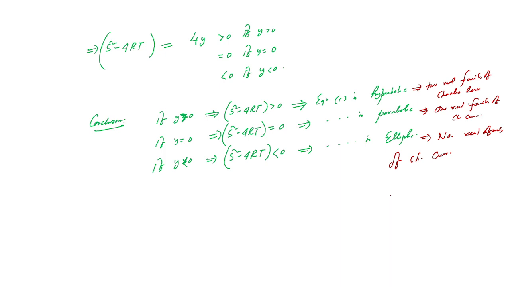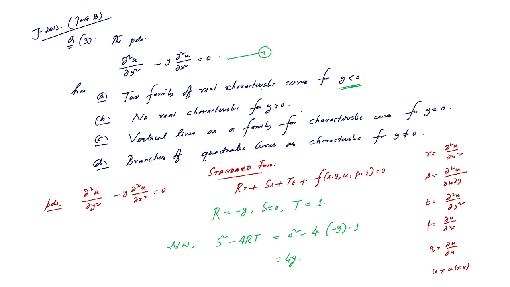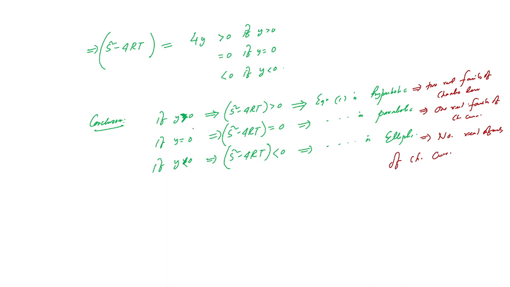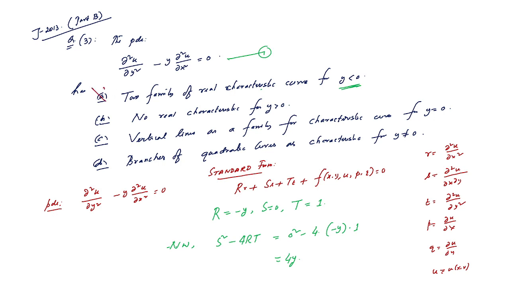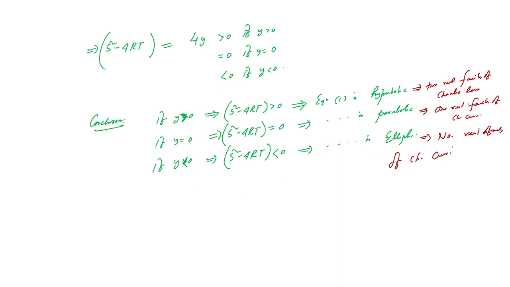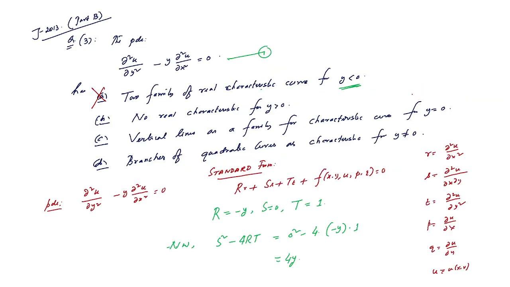Okay. So here, what is written? If y less than 0, two families of real characteristic curves. But it will happen only if y greater than 0. For y less than 0, no real ones. So obviously option 1 is false. No real characteristic curve if y greater than 0. No. If y greater than 0, it has two real characteristic curves. But it is said no. So what we conclude here? If y less than 0, no real family of characteristics. But if y greater than 0, two real families. So this option is also discarded. Now for the case y equals 0.